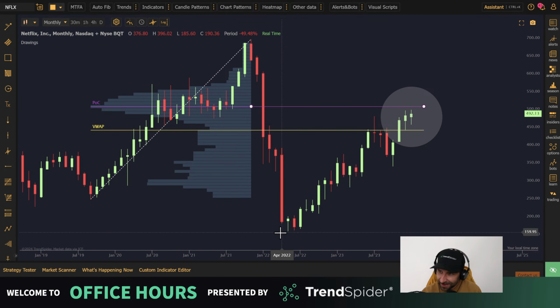And this thing has rallied quite a bit off of those May 2022 lows. Gosh, the low was $154. That is insane. So it's over a 3X in less than a year and a half. Pretty amazing.